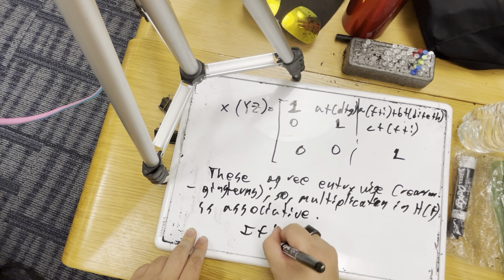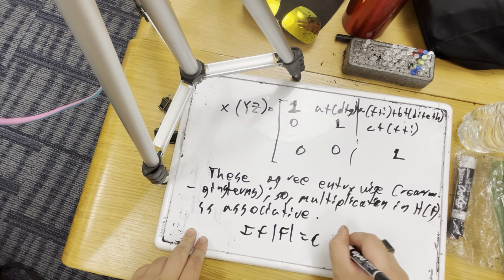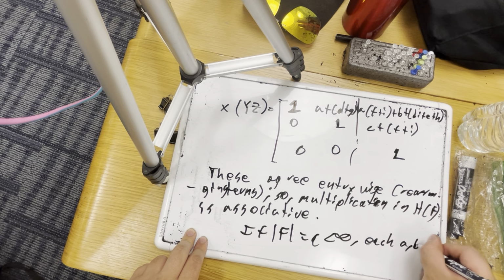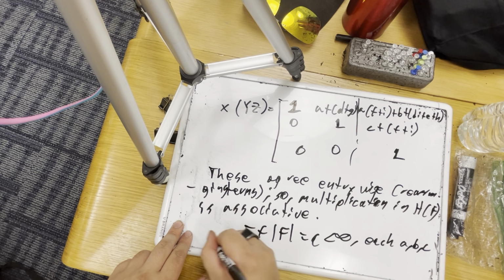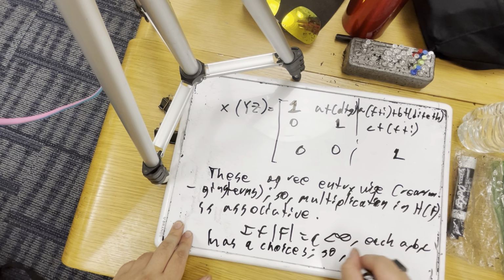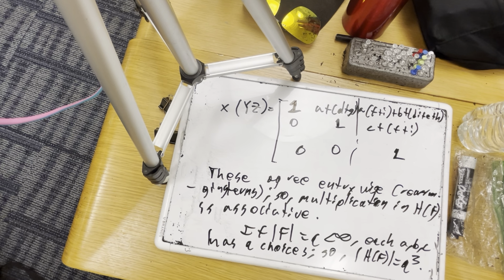If the order of F is equal to q, which is less than infinity, each of a, b, c has q choices. So the order of H over F is equal to q cubed, right?